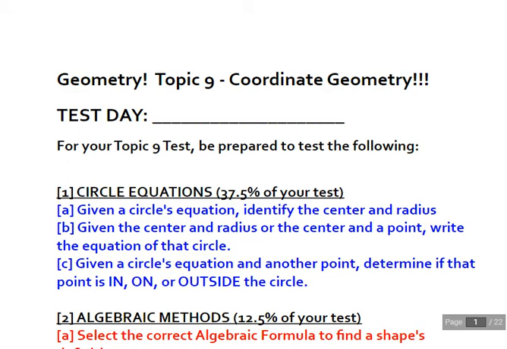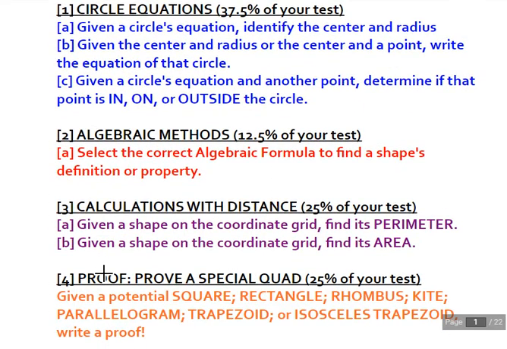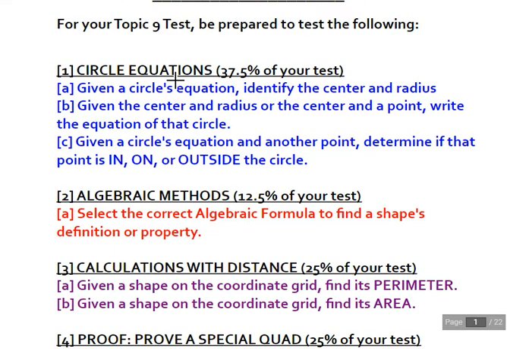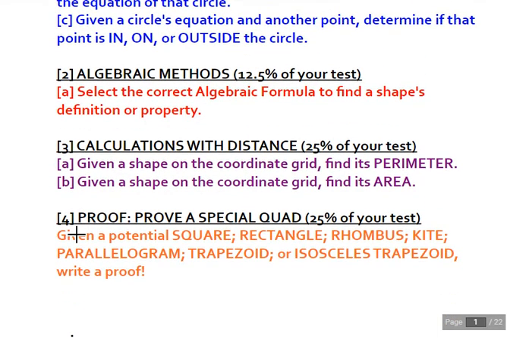It seems like we were just here working a review to prep for a test, and look at that, we're back again. So this test is all going to be about working on the coordinate grid to do something, and really it's divided into four big parts. We have some circle stuff that we just finished in class. We have the algebraic methods, like how do you find distance or how do you find slope. We'll have some calculations using distance, namely area and perimeter, and of course everyone's favorite, proofs.